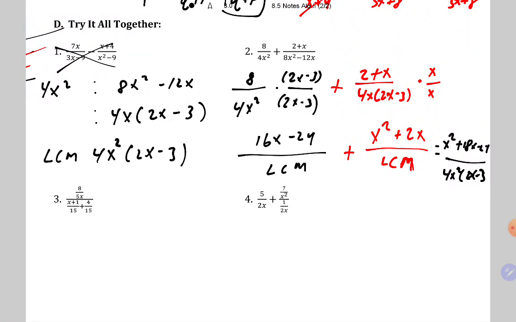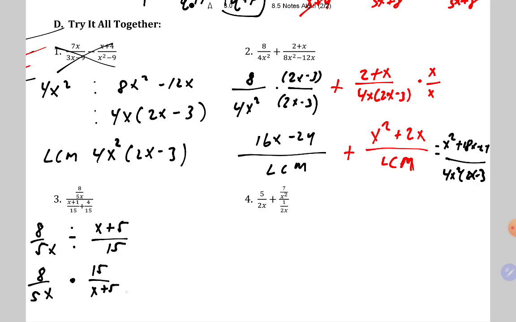Number 3 is going to be pretty long. Oh, no, it's not. So we need to make the bottom part of the complex fraction one fraction. So we have the 8 over 5x, and then we're dividing by. Because those denominators are the same, we can just add them. x plus 1 plus 4 is x plus 5 over 15. Since we're dividing, we're going to keep the first fraction the same, change it to multiplication, flip the second fraction.